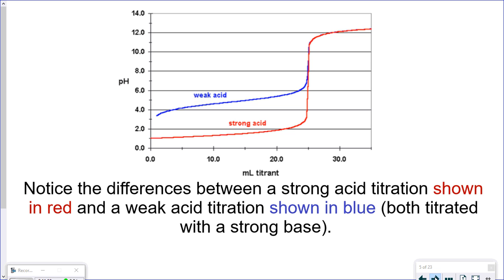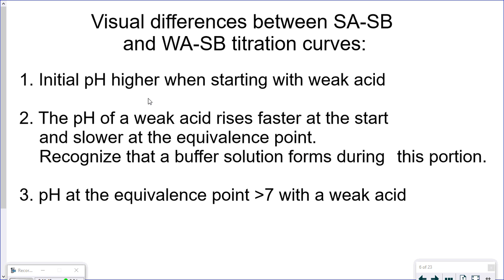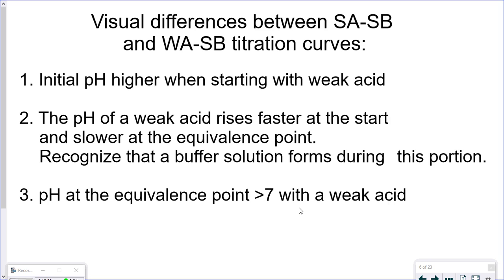So here's some of the differences that you'll notice that we mentioned. So the initial pH will be higher whenever you're starting with a weak acid compared to a strong acid. The pH of the weak acid will rise fast at the start, and then it will slow until reaching the equivalence point. So this is going to be a buffer solution before it reaches the equivalence point. And the pH at the equivalence point will be greater than 7 with a weak acid because you're still using a strong base. So the equivalence point will be higher.